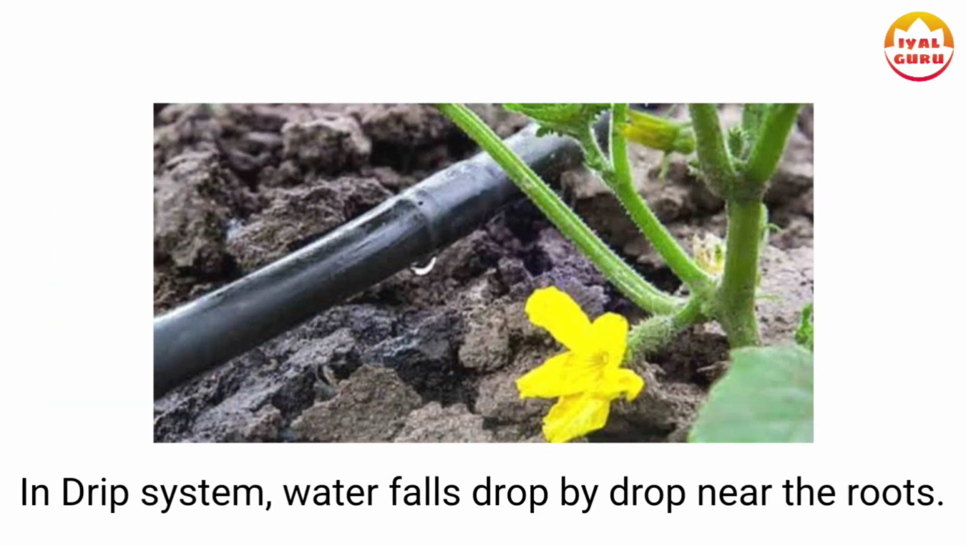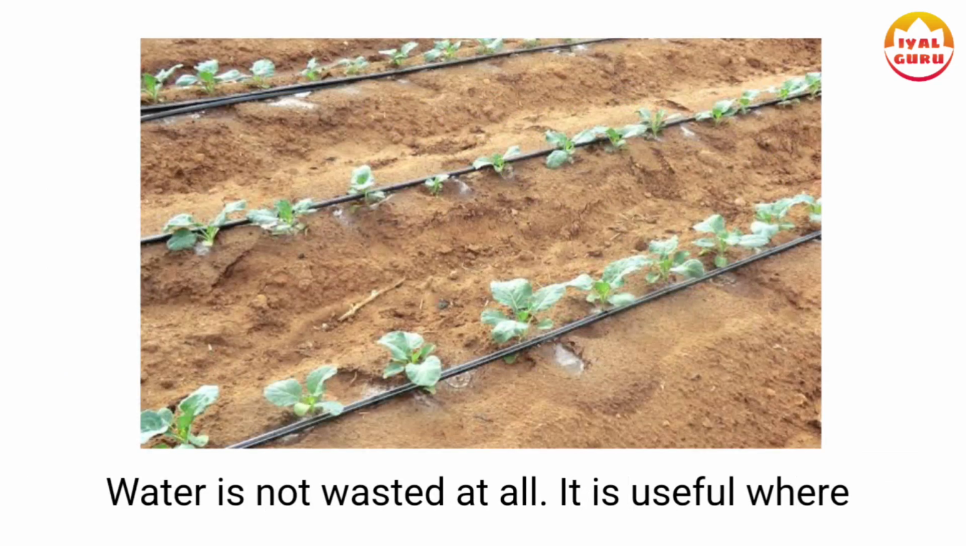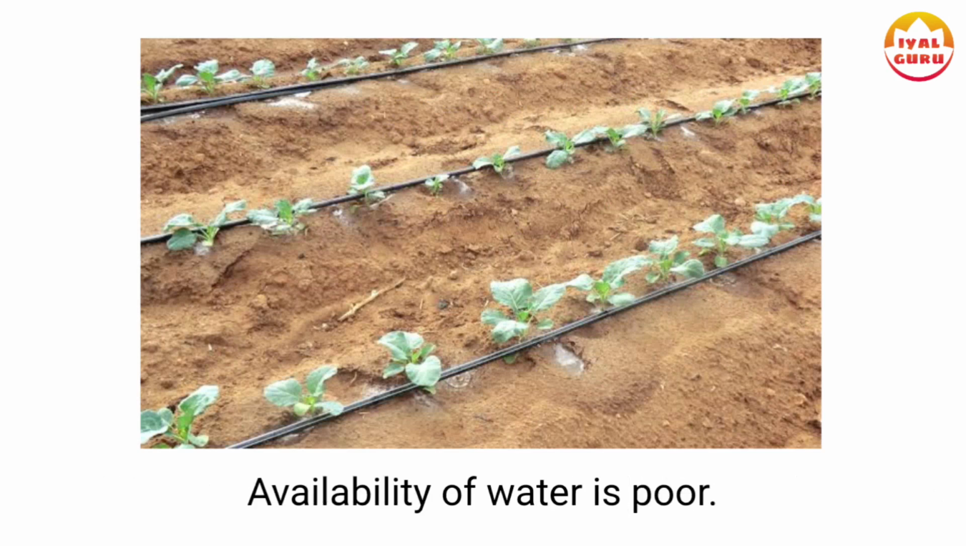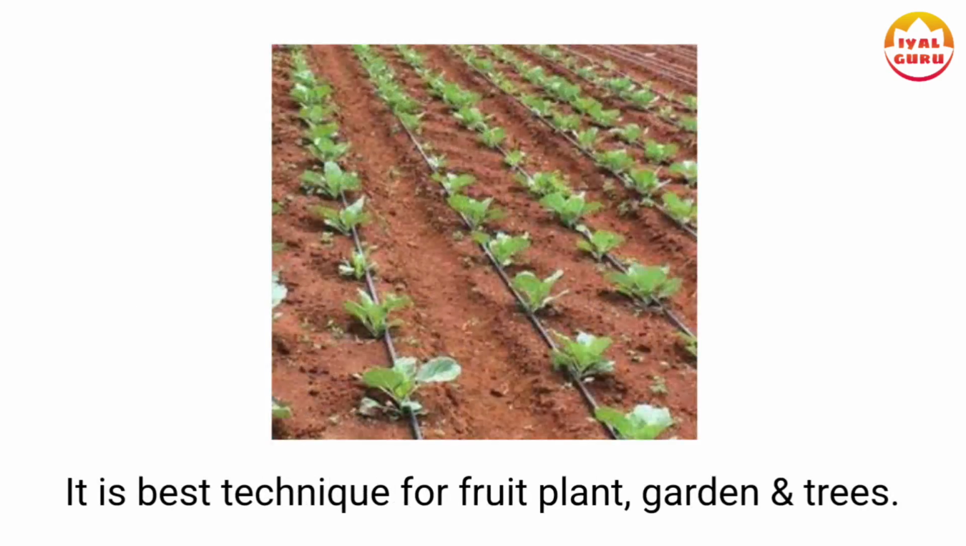In the drip system, water falls drop by drop near the roots, so water is not wasted at all. It is useful where availability of water is poor. It is the best technique for fruit plants, gardens and trees.